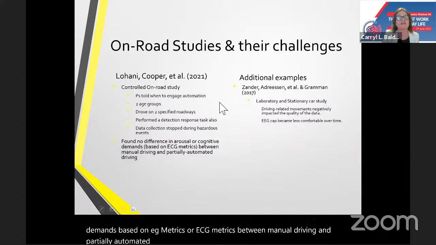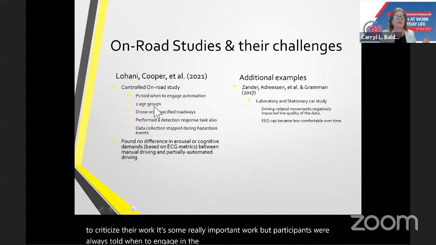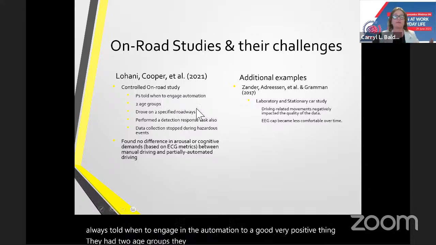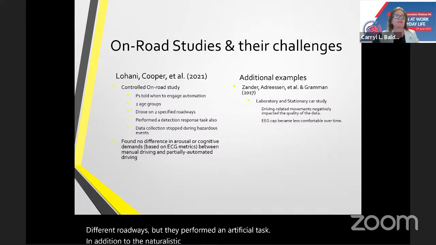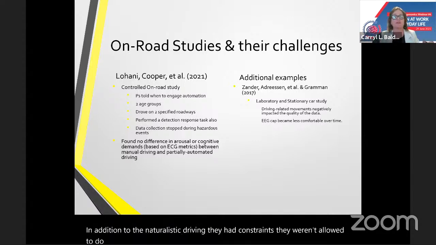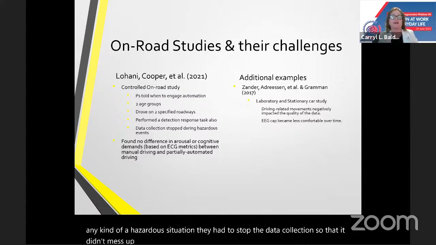But some of the challenges, and this is certainly not to criticize their work, it's some really important work, are that participants were always told when to engage the automation. On a very positive note, they had two age groups and they drove on different roadways, but they performed an artificial task in addition to the naturalistic driving. They had constraints, they weren't allowed to do other things other than the experimental task. And whenever there was any kind of hazardous situation, they had to stop the data collection so that they didn't get too many artifacts in the EEG.